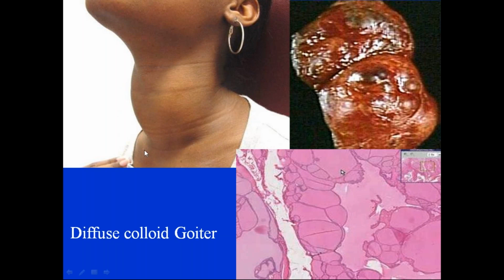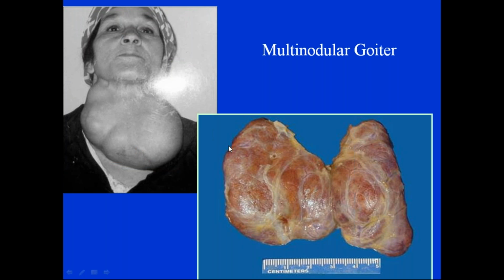So this is a condition of a diffuse colloid goiter. You can see this is the thyroid gland, which is on both sides. It is a butterfly shaped gland. You can see this is the butterfly shaped gland, and there is diffuse enlargement. That's why we call it a diffuse colloid goiter.